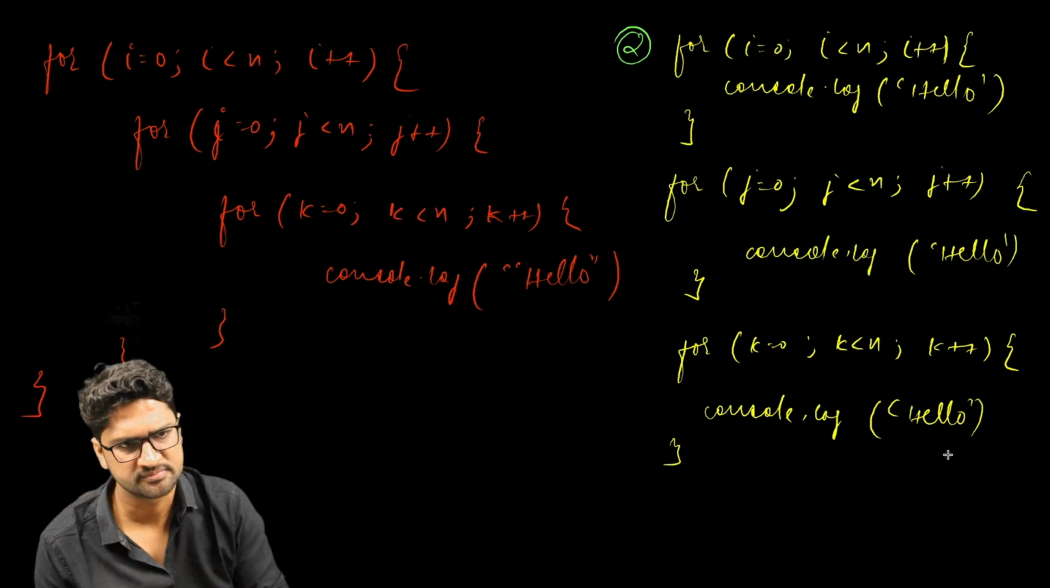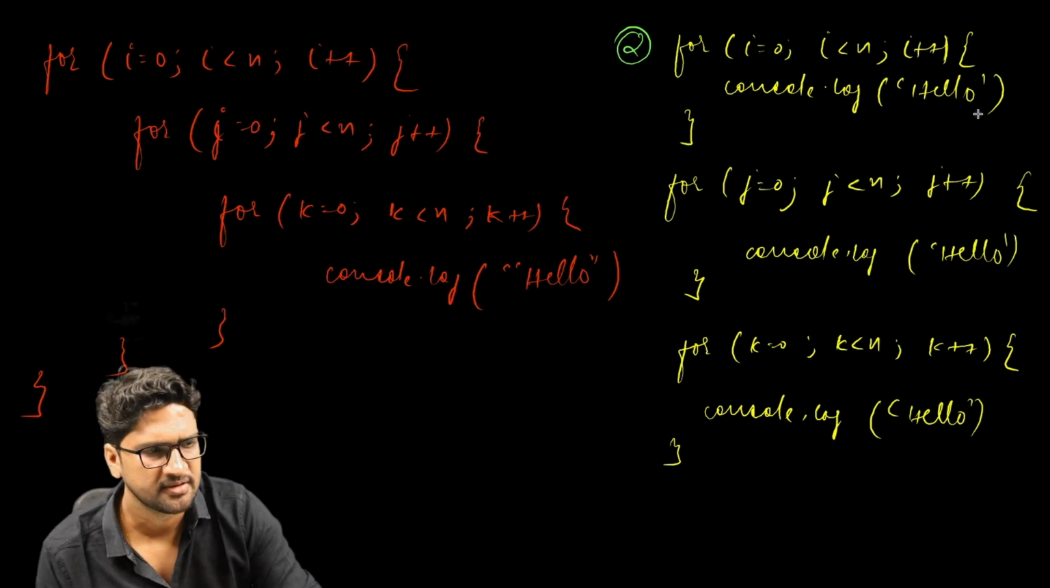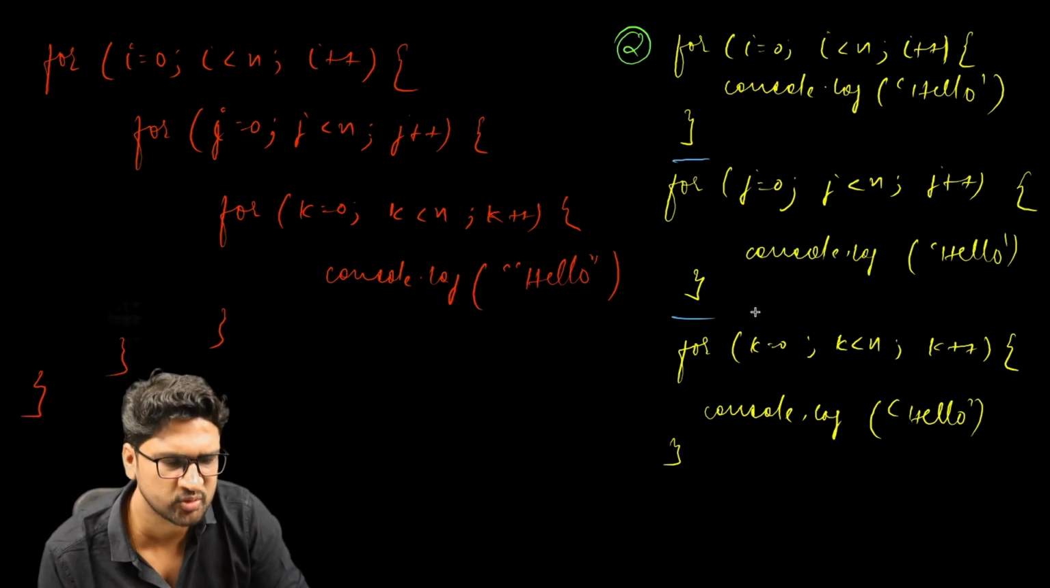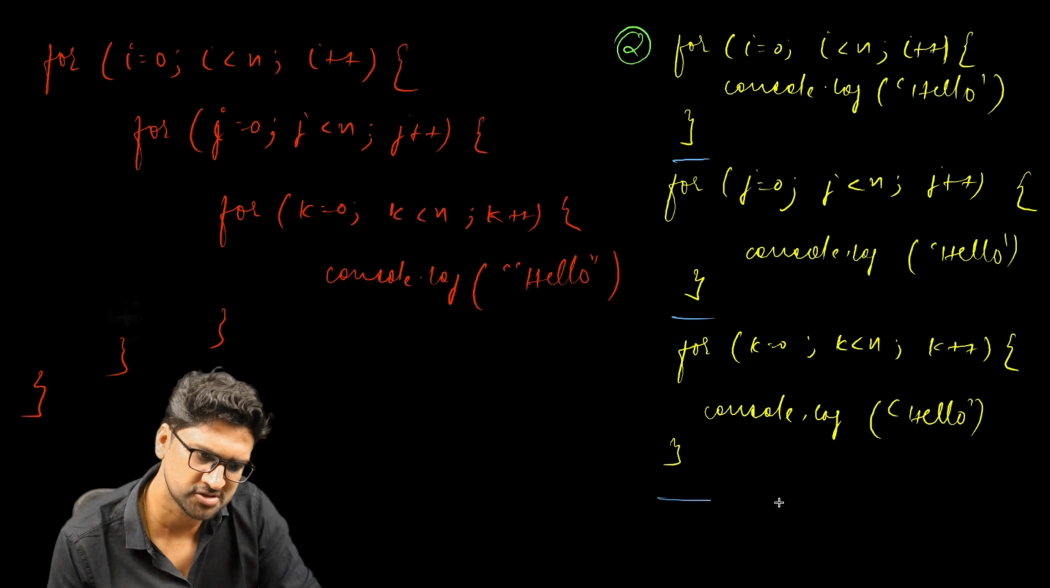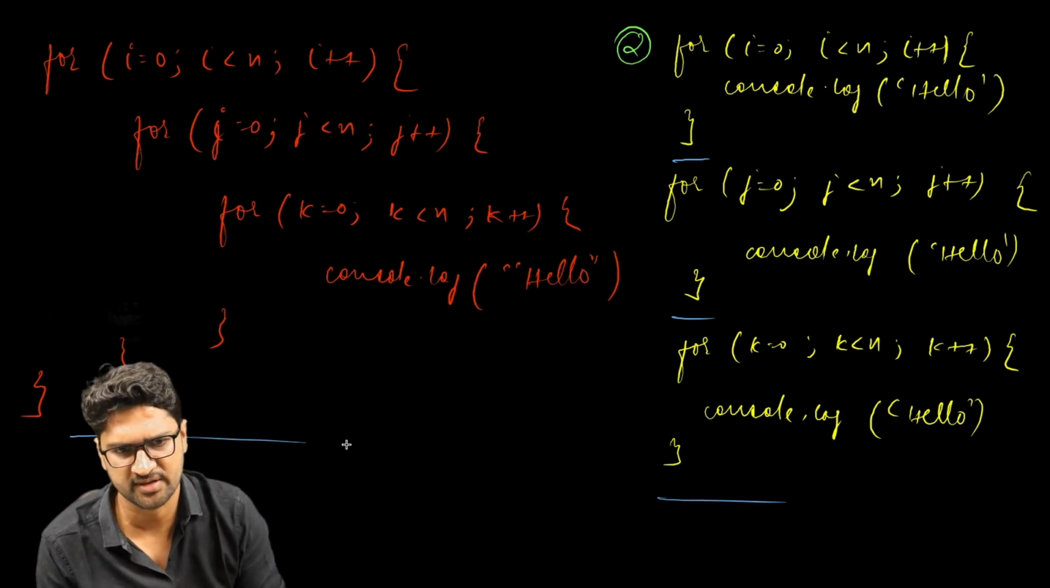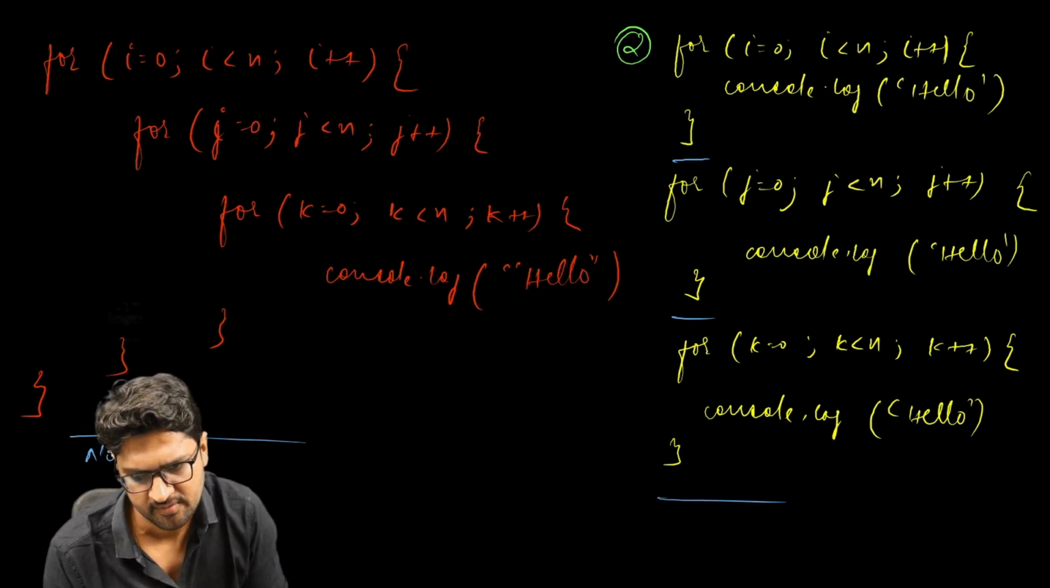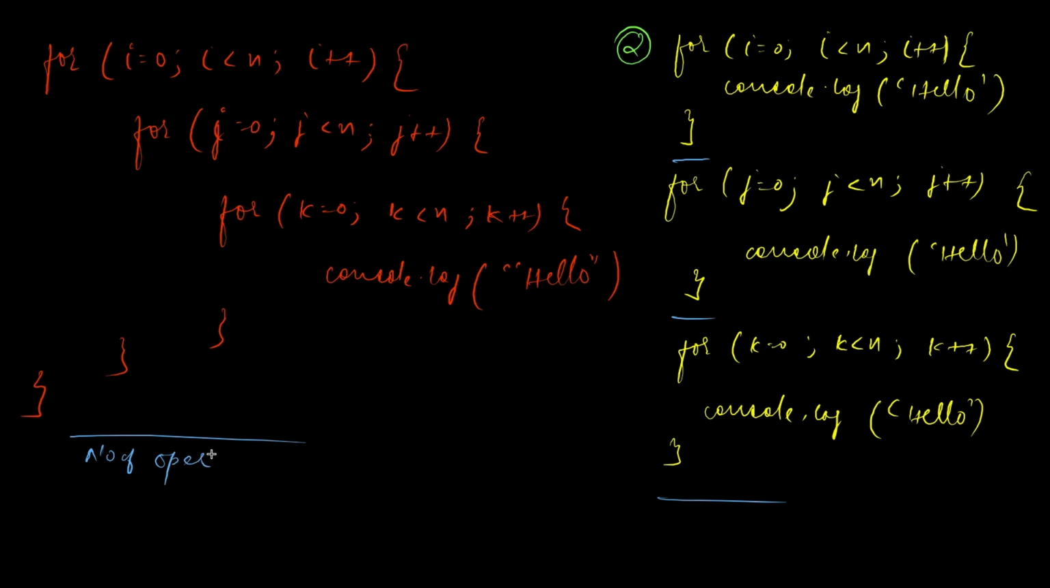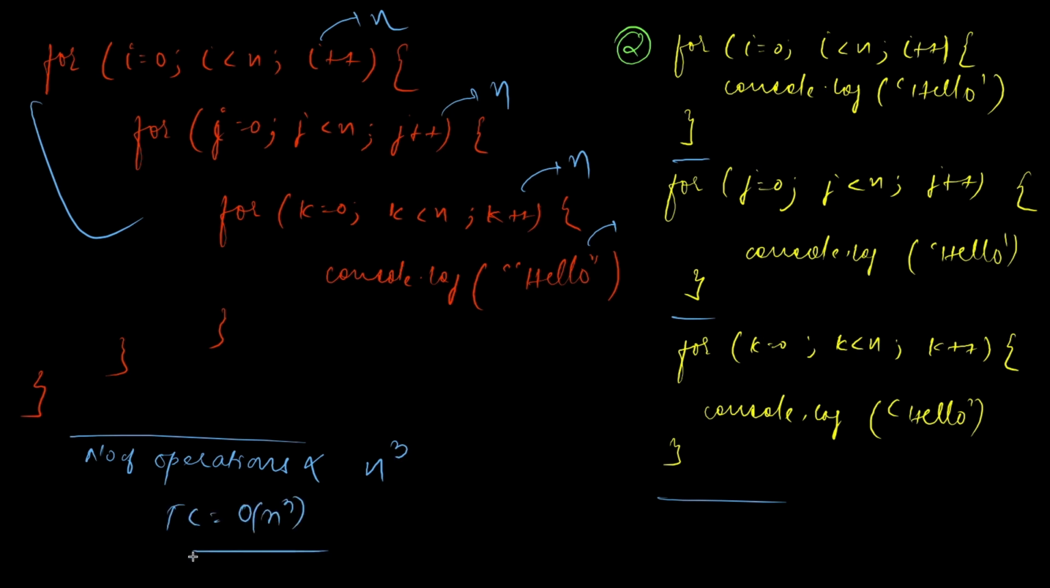hello again. Now if you see here, since these are one below the other, the number of operations here and here, if I have to calculate, the number of operations will be proportional to this runs for n times, this again runs for n times, this again runs for n times. These are all nested loops, so it will be n cube. So the time complexity will be order of n cube.